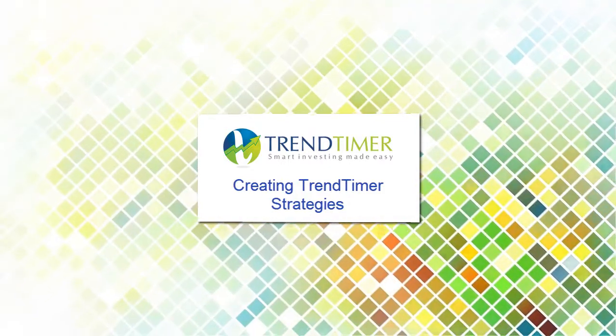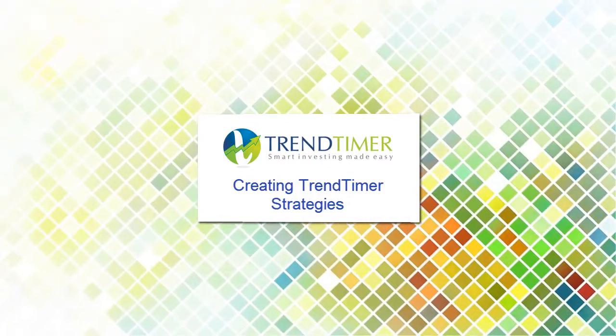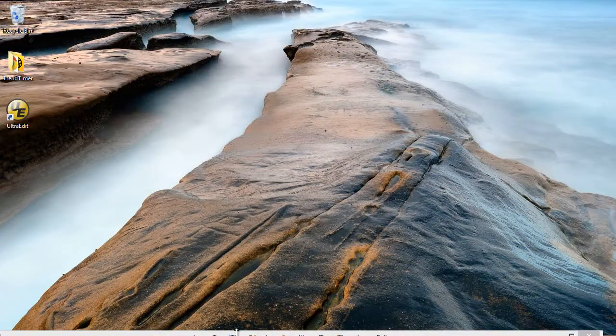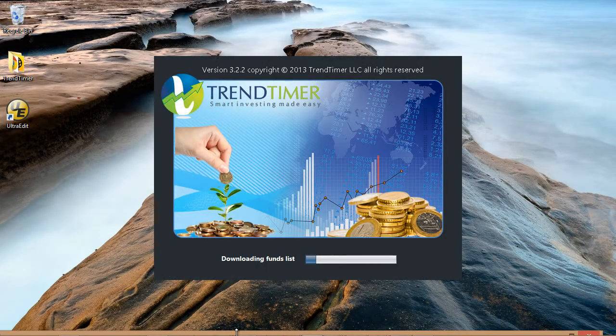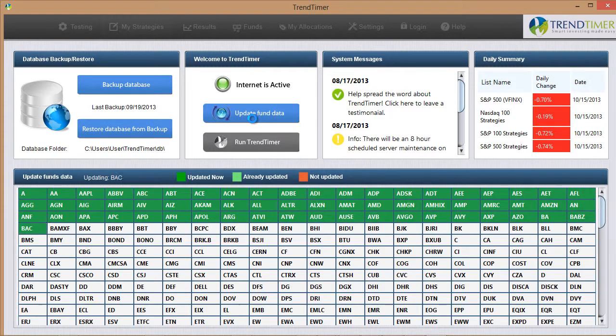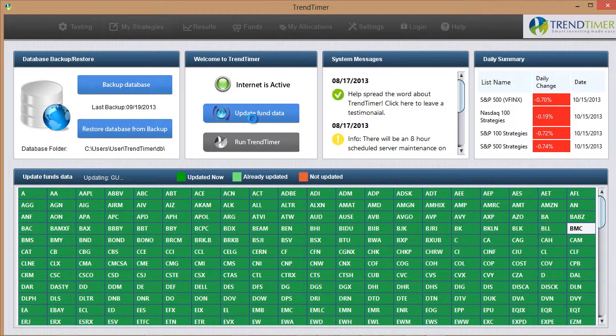In this video, you'll learn how to create profitable trading strategies using the TrendTimer application. So we'll start by launching the TrendTimer application. After the application loads, we'll be on the welcome screen, and we want to click the Update Fund Data button to download today's closing prices. After the prices are updated, we'll click the Run TrendTimer button to launch the application.